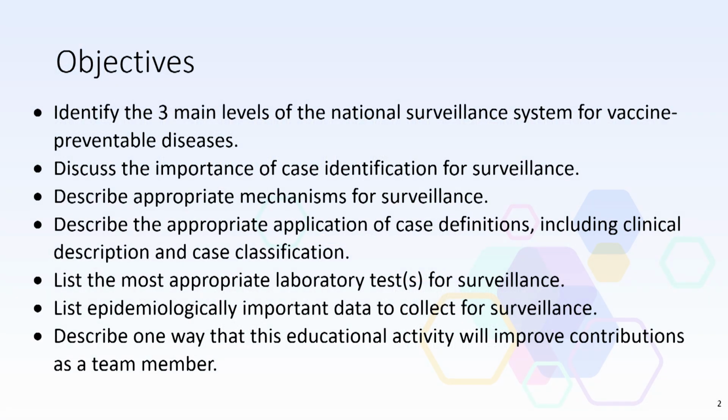The 7 objectives for this course are to identify the 3 main levels of the National Surveillance System for Vaccine-Preventable Diseases, discuss the importance of case identification for surveillance, describe appropriate mechanisms for surveillance, describe the appropriate application of case definitions, including clinical description and case classification, list the most appropriate laboratory tests for surveillance, list epidemiologically important data to collect for surveillance, and describe one way this educational activity will improve contribution as a team member.